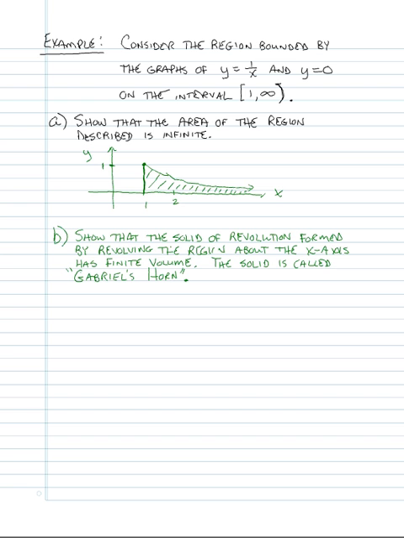Now, the B part, you can see here. Take that region described in part A, or described above, revolve that infinite region about the x-axis. Okay? And when we do that, it creates a solid, and it tells us to show that that solid has a finite volume. That infinite region creates a finite volume. And the solid that we're discussing has the name Gabriel's horn. That's what it's been called.